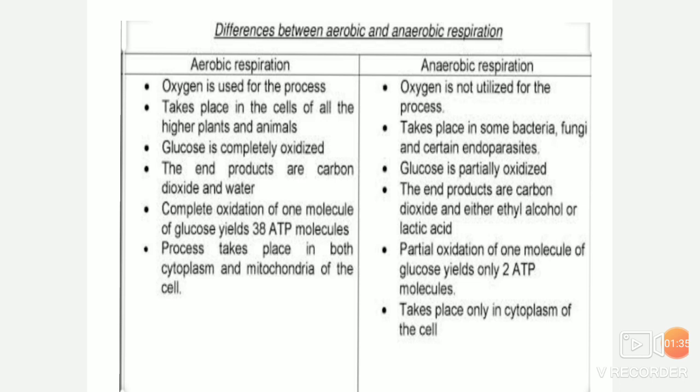Complete oxidation of glucose yields 38 ATP of energy, but incomplete, partial oxidation of glucose molecules in anaerobic respiration releases only 2 ATP. Aerobic respiration takes place in both cytoplasm and mitochondria, and anaerobic respiration takes place only in the cytoplasm. So these are the differences between aerobic respiration and anaerobic respiration.